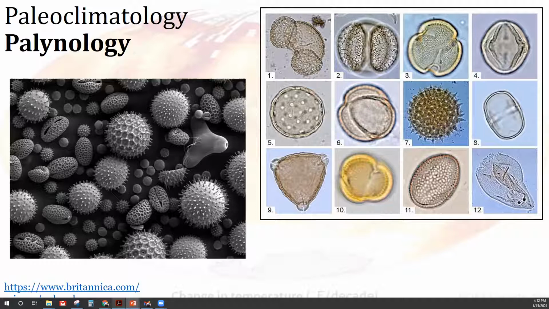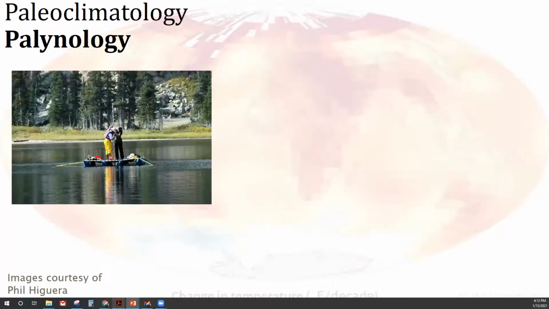And so you look at this proportion of different pollen spores and species, and you start to piece together what was happening in a given place. And so this is what it looks like. This is someone going out and taking a sediment core from a lake.